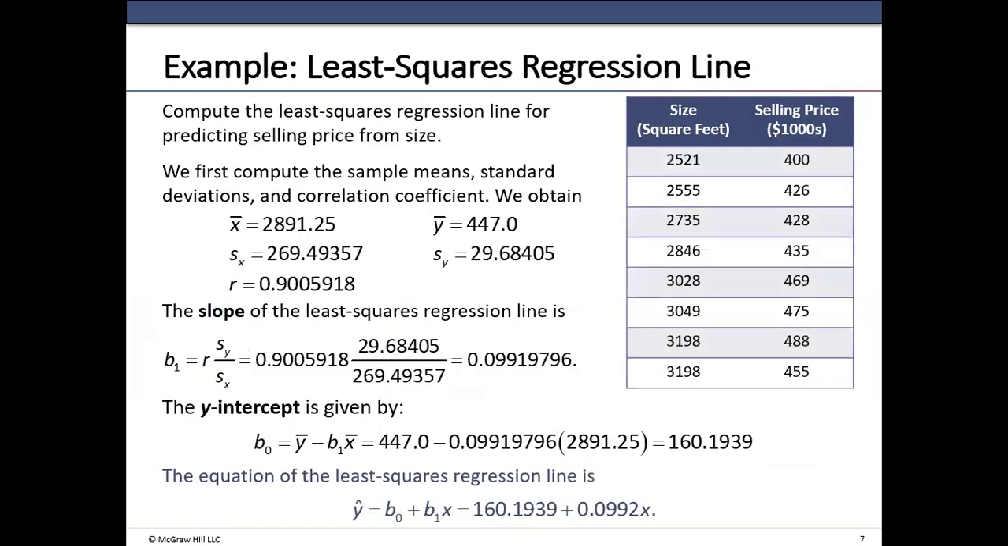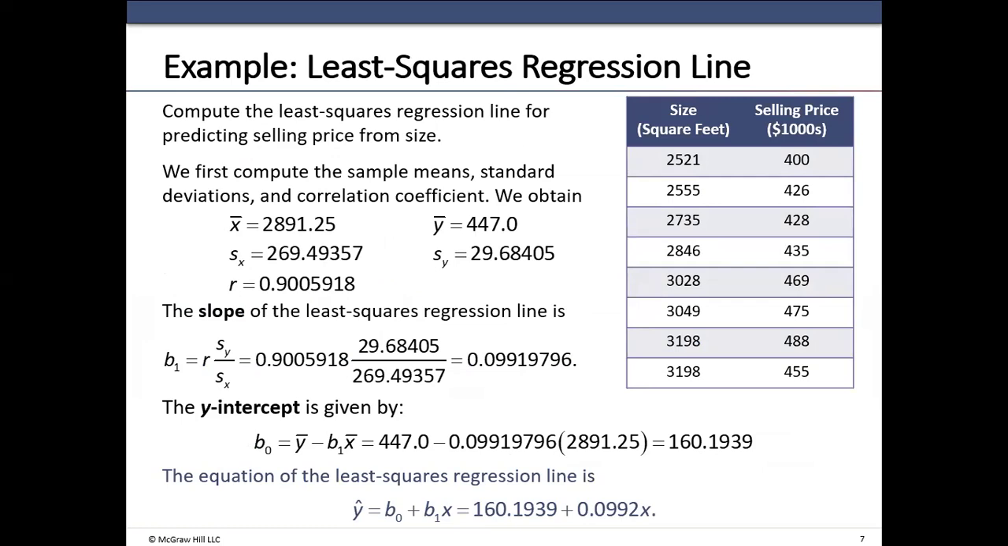Okay, so again, these are the data points. This should be in our calculator. We want to get the equation on the bottom of the screen, y hat equal to 160.1939, this is the intercept, plus 0.0992, which is the coefficient of x, the number in front of x. That is the slope.